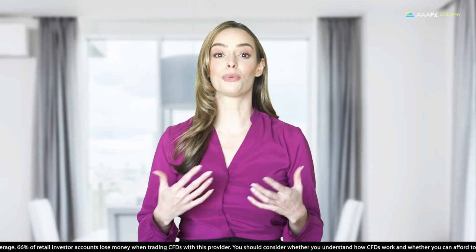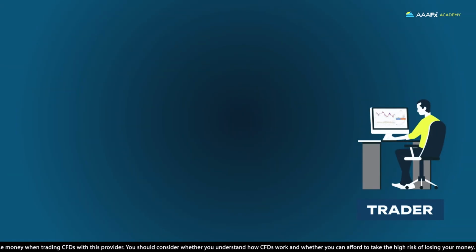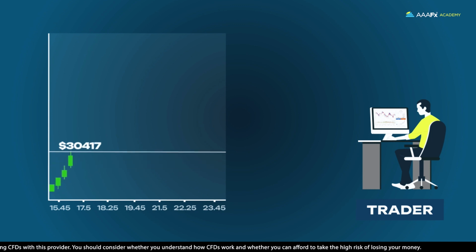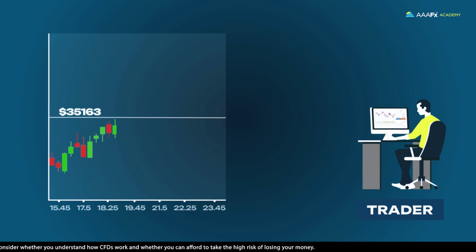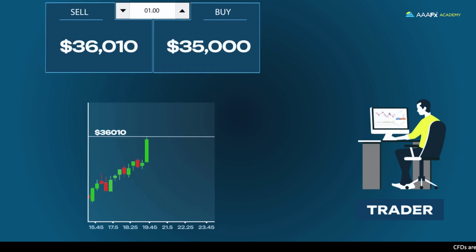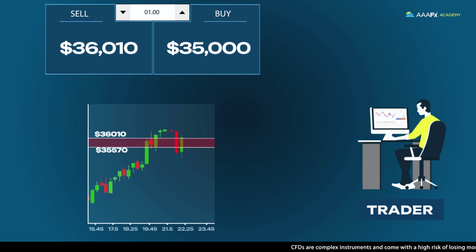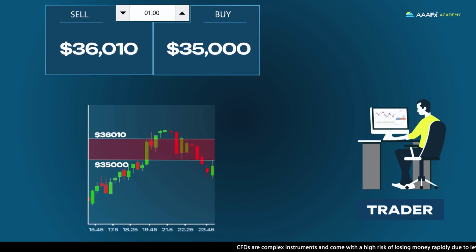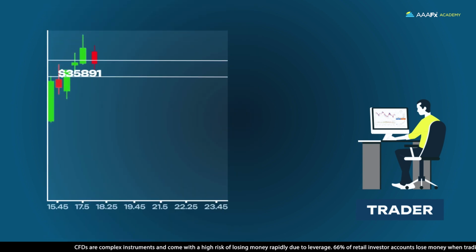Let's wrap things up with a real-life scenario. Imagine you're in the Bitcoin game. You see Bitcoin recovering from a recent price crash, but you're not sure if the rally will last. So you decide to short sell one lot of Bitcoin USD trading at $36,010, hoping it'll drop to $35,000. To play it safe, you set a stop loss order at $36,300.